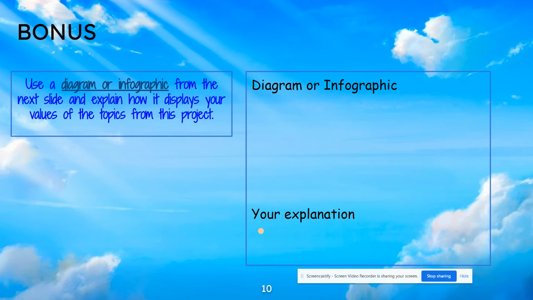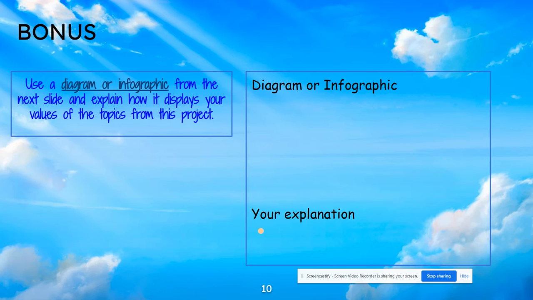Okay, I did put a bonus. I felt like this was a little advanced. So let's say you got a couple of answers wrong, or you didn't answer a couple, this bonus would help you to get that 100. You're going to use a diagram or an infographic from the next slide and explain how it displays your values of the topics from this project.